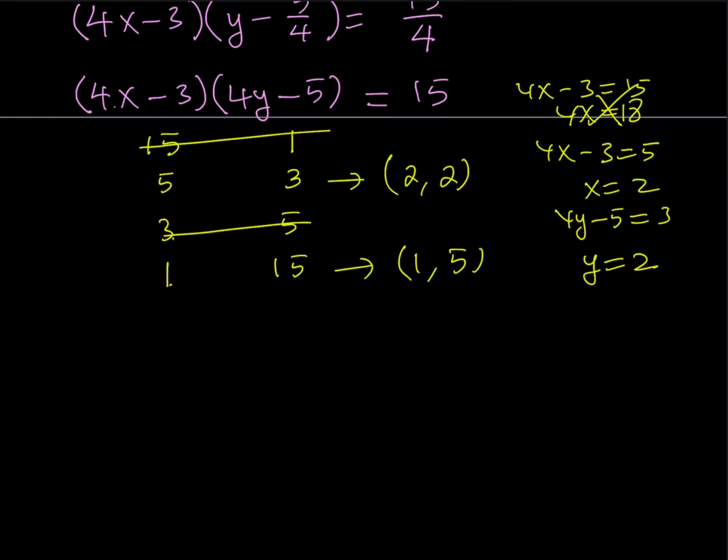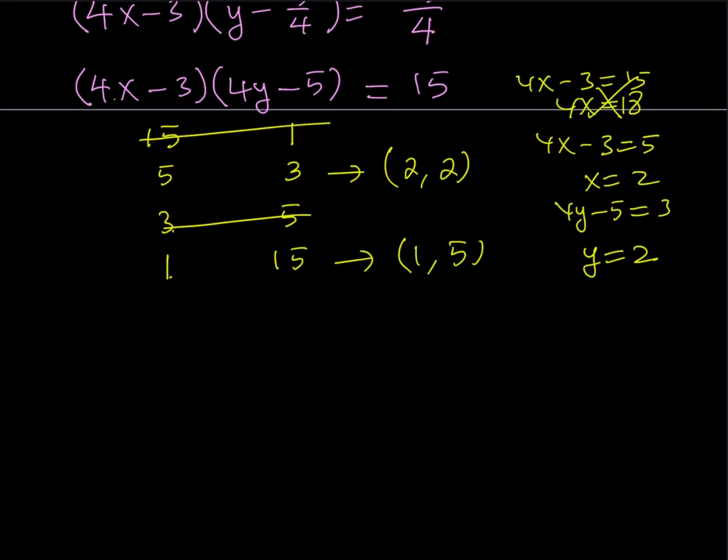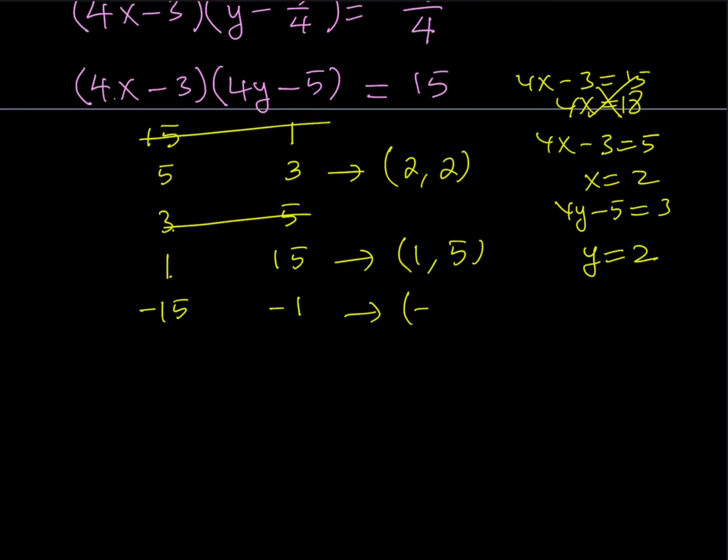Let's go ahead and use the same numbers with negatives. So obviously we do need two negative factors here, like negative 15 and negative 1. If 4x minus 3 is equal to negative 15, you can just go ahead and add 3 to both sides, and that's going to give you 4x equals negative 12, and that's going to give you x equals negative 3. If you set 4y minus 5 equal to negative 1 and add 5 to both sides, you get 4y equals 4, which means y equals 1. So we got that solution from negative 15 and negative 1.